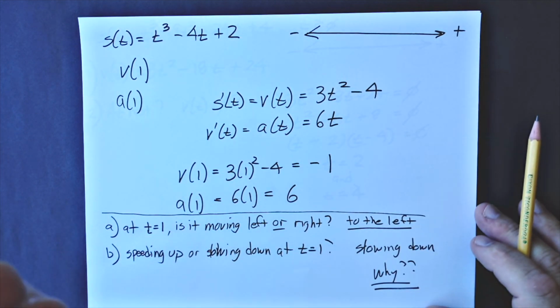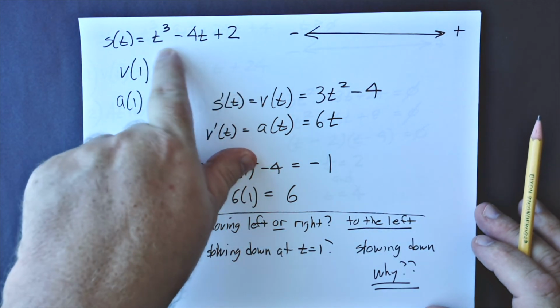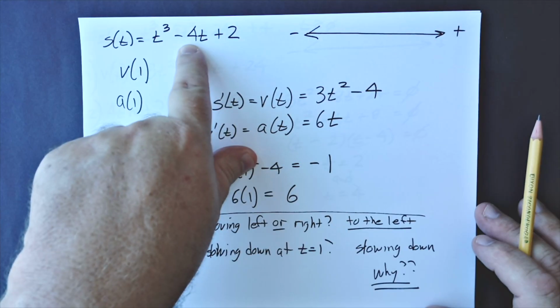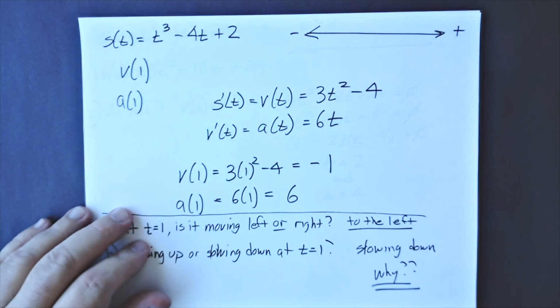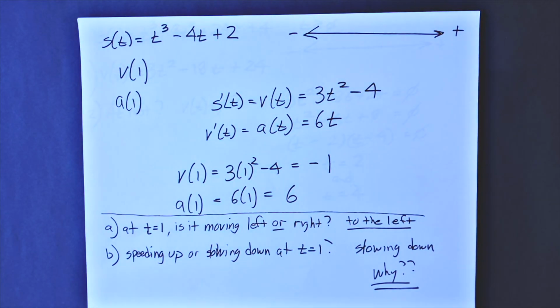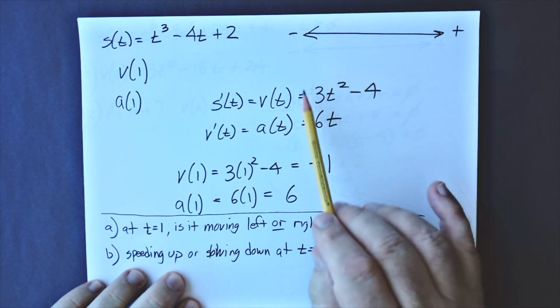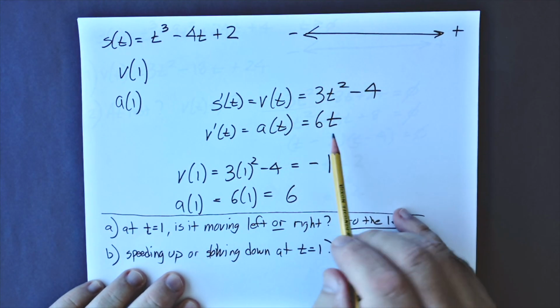The way that it's moving is described by this equation right here, t cubed minus 4t plus 2. And it's going to ask us quite a few questions. So let's go ahead and find the first and second derivative, the velocity function right here and the acceleration function right there.